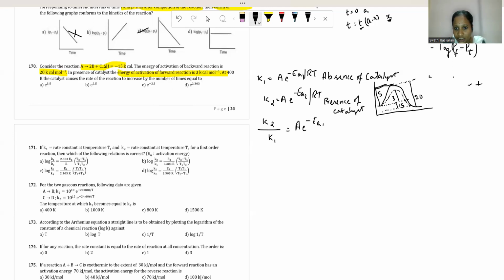So K2 is e to the power minus EA2 by RT divided by A e to the power minus EA1 by RT. What will happen? A and A get cancelled. Now we will write K2 divided by K1, which is equal to e to the power minus, instead of minus EA2, we can also write EA1 minus EA2. Okay, I will directly write it in terms of that. So hence, it will become what?